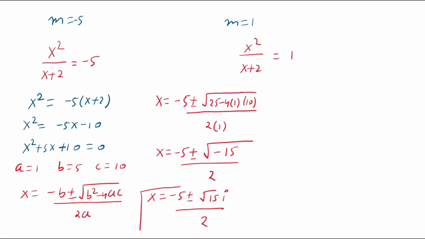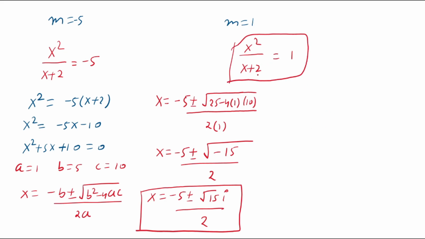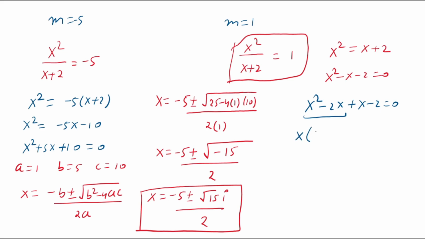Here two imaginary solutions. Now look carefully these terms, x square over x plus 2 is equals to 1. If we multiplied both sides x plus 2, then x square is equals to x plus 2. If we take all the expression in same side, then x square minus x minus 2 is equals to 0. Now factorize this quadratic. Then here x square minus 2 times x plus x minus 2 is equals to 0. Look carefully these two terms. If we take common out x, then x minus 2, and here if we take common out 1, then here x minus 2 and this is equals to 0.